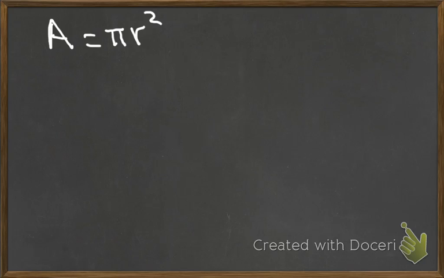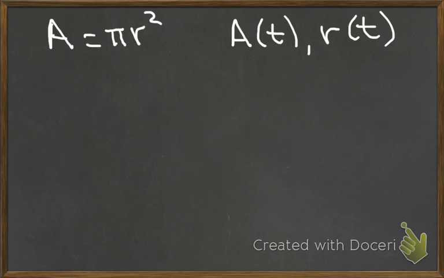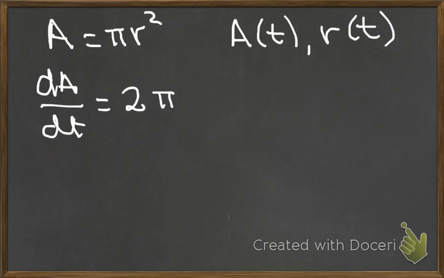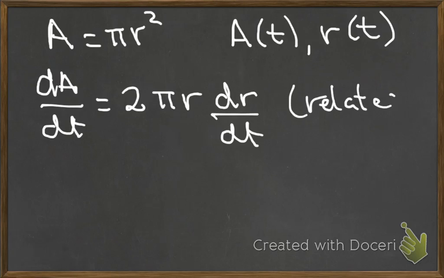Now I'm ready to differentiate both sides. I have to remember again that both A and r are functions of t, so they're dependent variables. Every time I differentiate one of those, I have to put their prime with it. So on the left, the derivative of A is 1 times dA/dt, or just dA/dt. And on the right, remembering that r is a function of t and that pi is a constant, I get 2 pi r dr/dt. So this relates the rates.